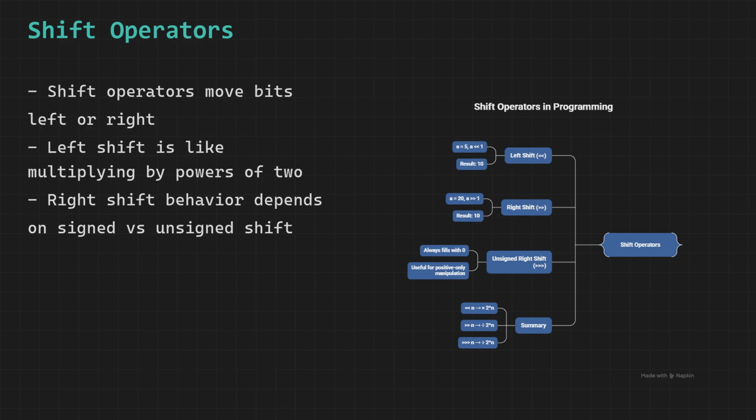Left shift << moves all bits to the left by n positions and fills vacated right positions with 0. Every left shift by 1 position is equivalent to multiplying by 2. So 5 << 1 shifts 00000101 to 00001010, which is 10, exactly 5 times 2. 5 << 2 gives 20, which is 5 times 4. The pattern holds: x << n equals x times 2 to the power of n.